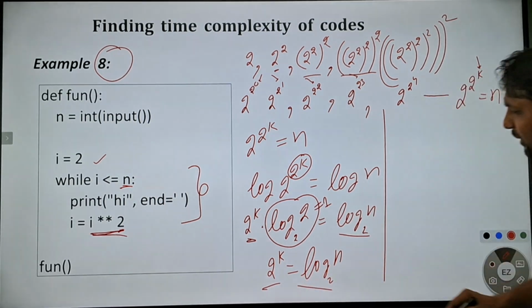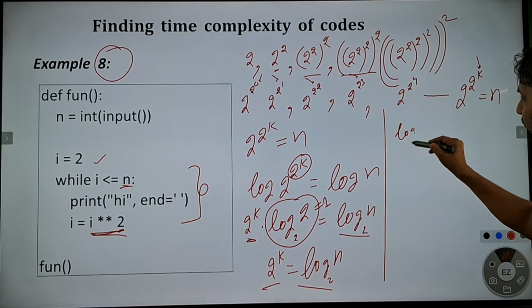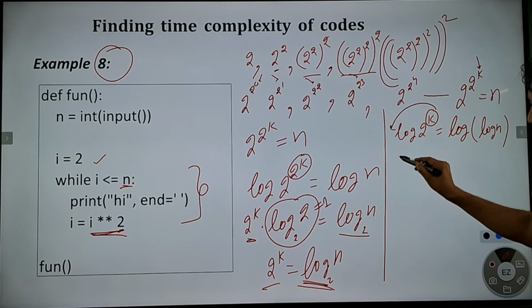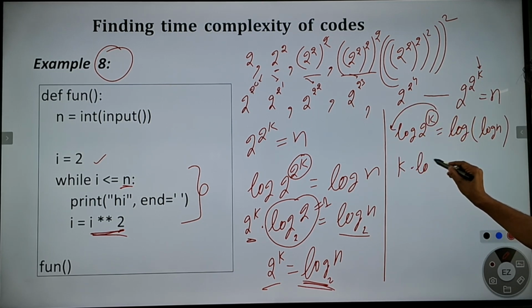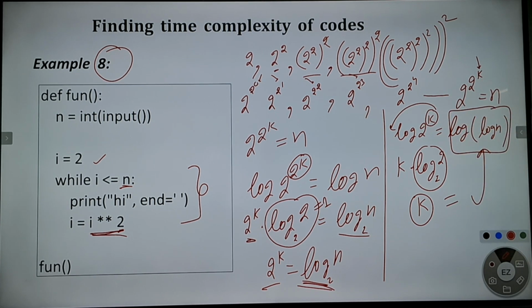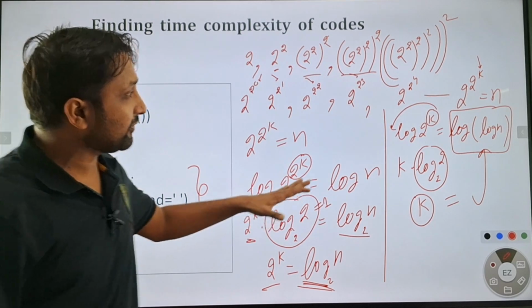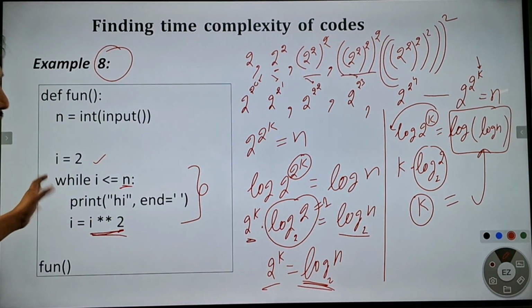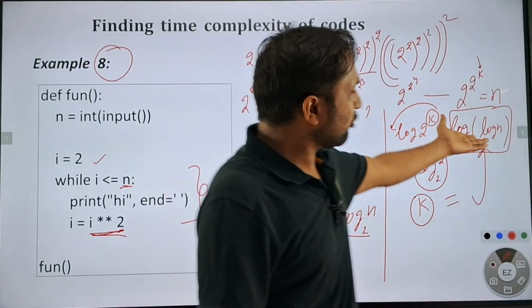Again, take log on both sides. This will be log of 2 power k, and this will be log of log n. Take its log also on the right side. So now this k will come in the front, and here we have this term, which is 1 only. So I can say that k is equal to log of log n. Yes, mathematically we prove how much time this loop is executing: log of log n times, that's it.